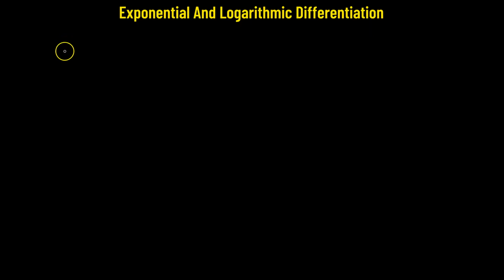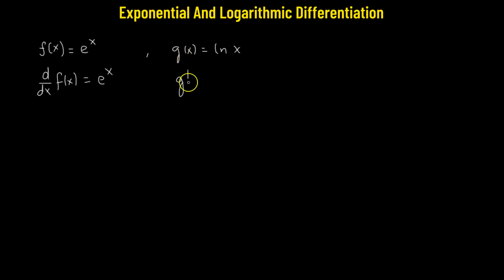In this lecture, we will discuss logarithmic and exponential differentiation. So let's say we have the function f of x given by e raised to the power of x. Then its derivative with respect to x is simply e raised to the power of x. And if we have g of x equals the natural log of x, then the derivative of g of x is 1 over x. Now, this will become extremely useful, especially in logarithmic differentiation.